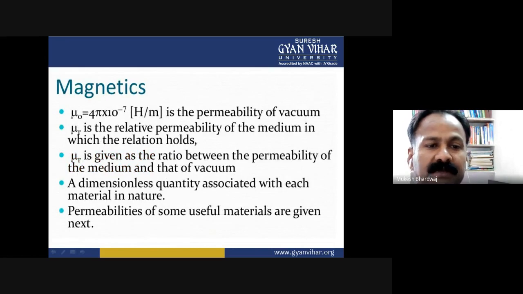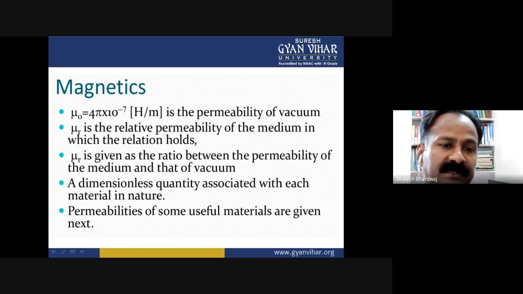Mu R is given as the ratio between the permeability of the medium and that of vacuum, a dimensionless quantity associated with each material in nature. Permeabilities of some useful materials are given next.